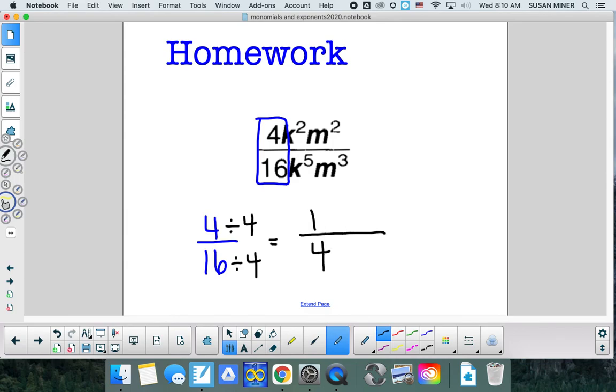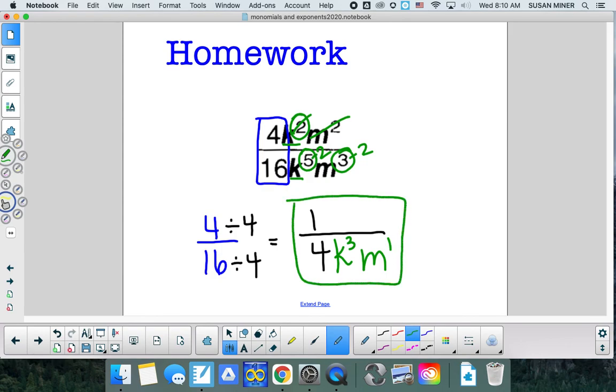And then I'm going to go back up to my original problem. I'm going to match up my bases, and I'm going to subtract my exponents. There's more k's on the bottom, so k is going to end up there. And 5 minus 2 is going to be 3. There's more m's on the bottom, and so m, 3 minus 2 is 1, and so there's my final answer.